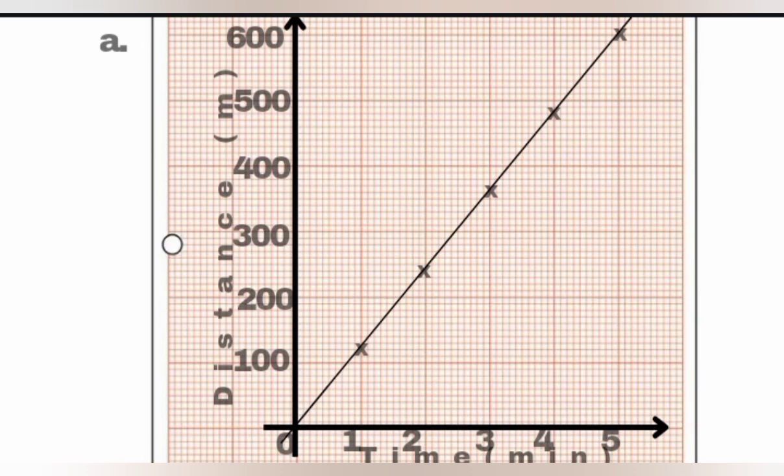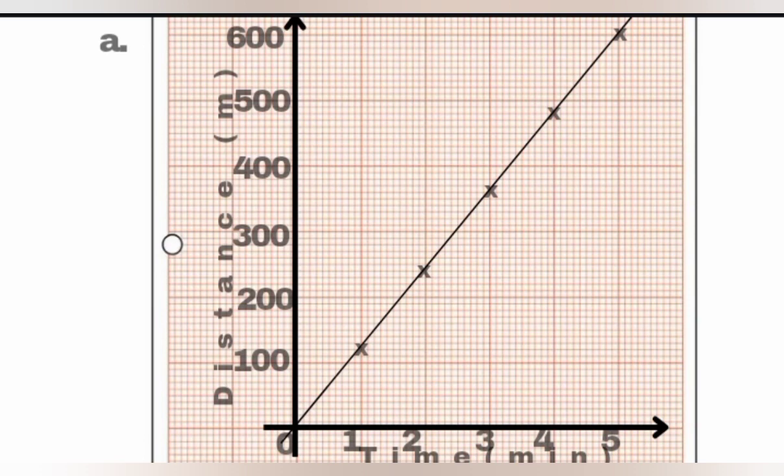Now the question says how far Chukwudi walks after 2.6 minutes, which means we have been given the minutes, and that is the time. Where do we have time? On the x-axis. So what do you do? Come to the x-axis and locate 2.6. Now 2.6 will be in between 2 and 3.